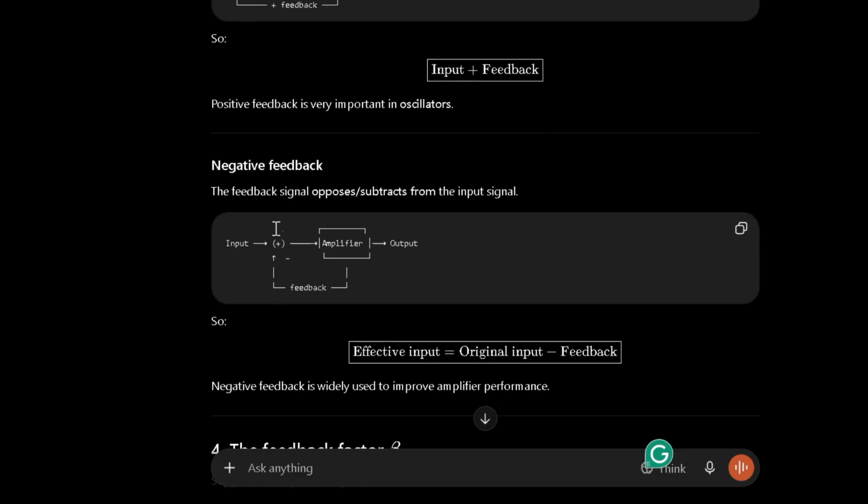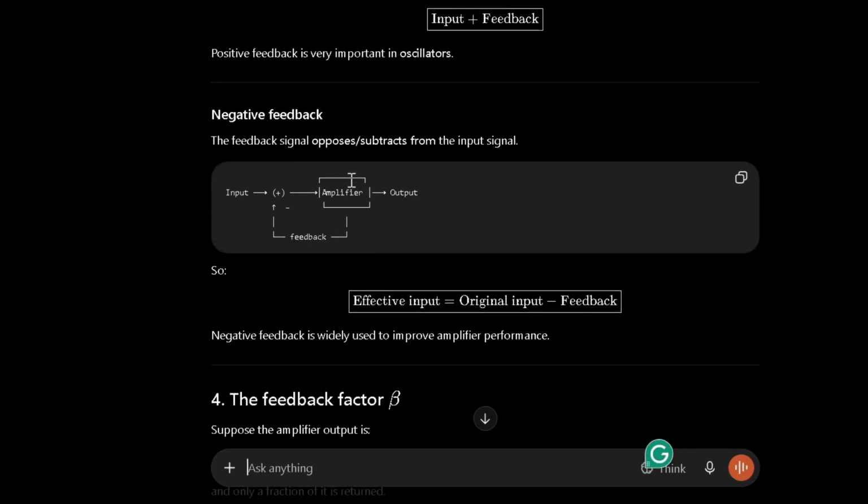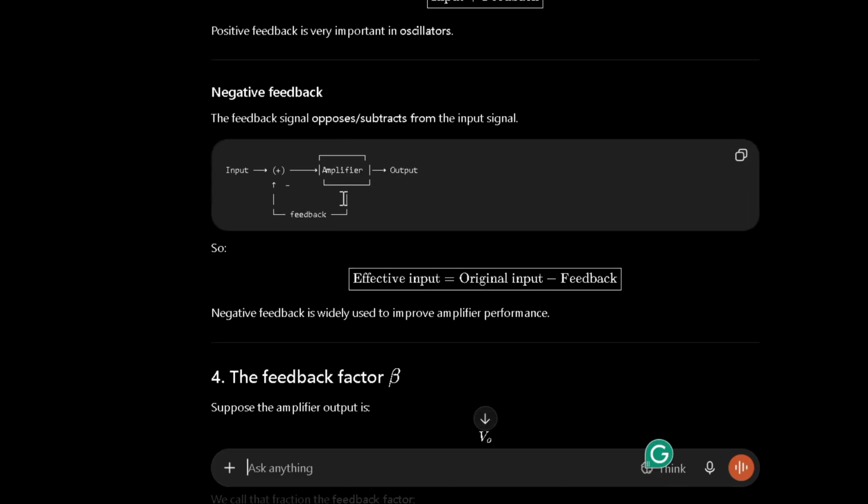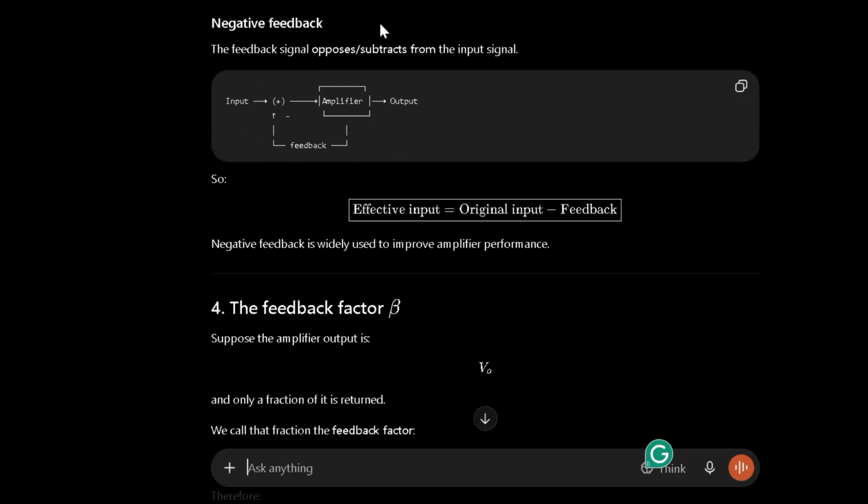Here the output takes some part and adds it to the input. Here in negative feedback, the output takes some part and subtracts it from the input, and again gives it to the amplifier. That's what happens in negative feedback.